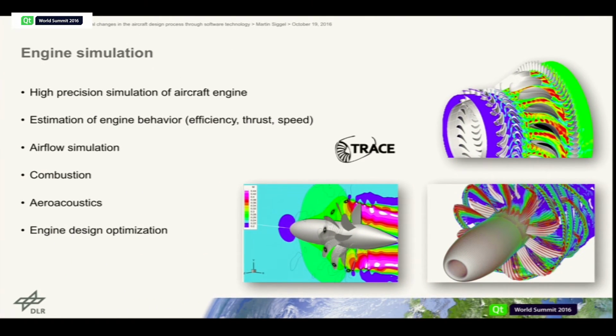And then of course there are the engines, right? We don't have a glider, so we can precisely simulate the aircraft engine. We can simulate the behavior of the engine. We can find out the airflow in the engine. We can simulate combustion. We can also simulate the acoustics, so the noise the engine makes, and can minimize it, for example. And we can optimize the engines for a specific requirement.